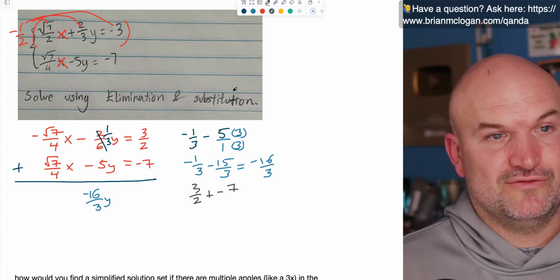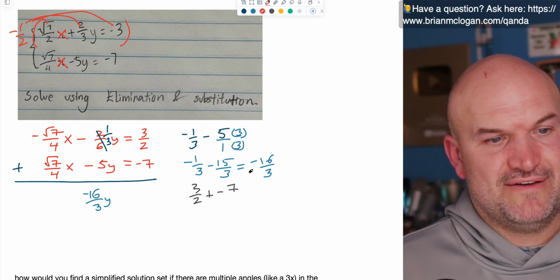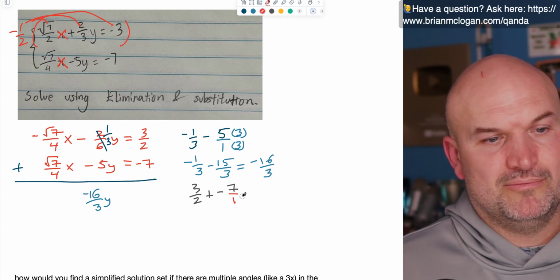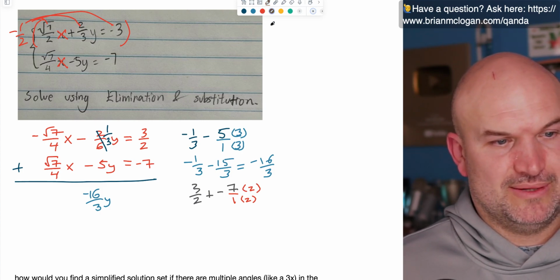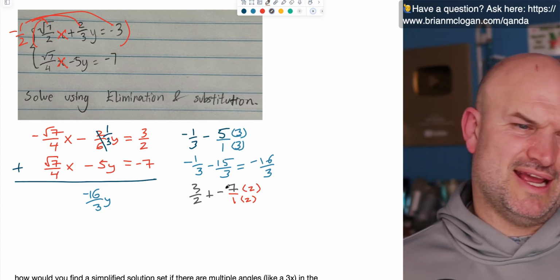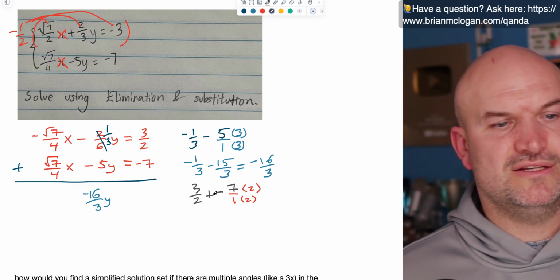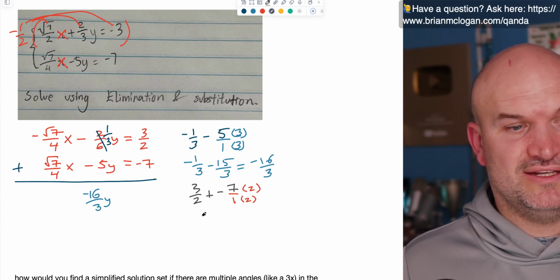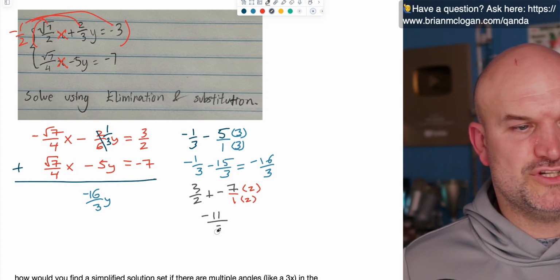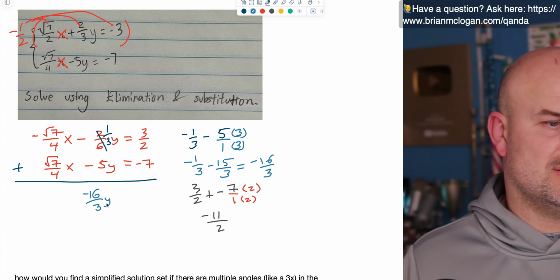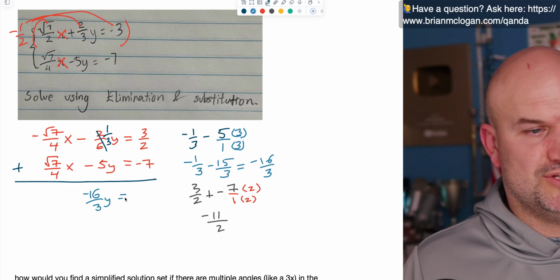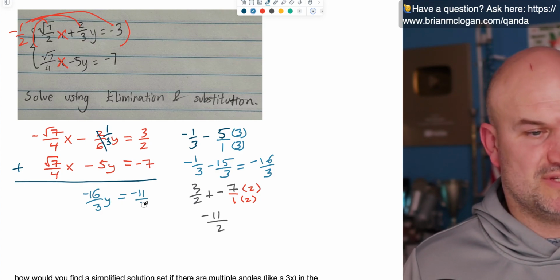So again, I'm going to convert that 7 to a 7 over 1, multiply it by a 2 over 2. And so now let's see what I'm going to get here. So that's going to be a negative 14. So this is a negative 11 over 2. So my negative 16 thirds times y is going to equal negative 11/2.